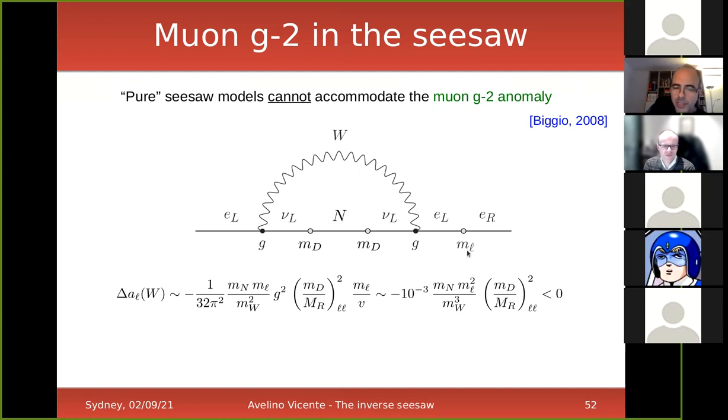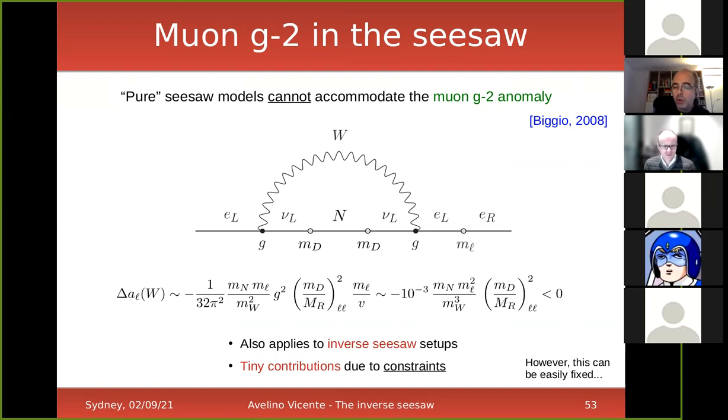So this is the first observation. But more importantly, you can also see, and this is a technical thing, I cannot give you an argument, that you always get a negative prediction. So the contribution from the standard seesaw, which is given here, is always negative. And this is even more important. It's very small because of the chirality flip that you need due to the muon mass, but also it goes in the wrong direction. It will make delta a_mu to go negative instead of positive, as you need to explain the anomaly. So this applies also to the inverse seesaw setup.